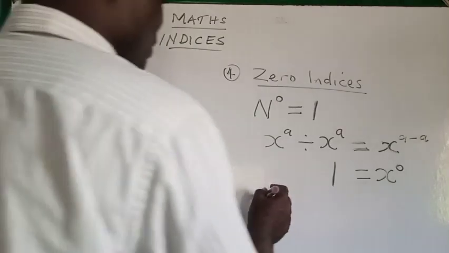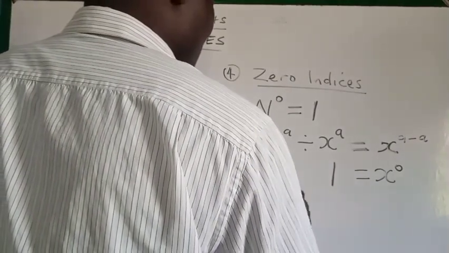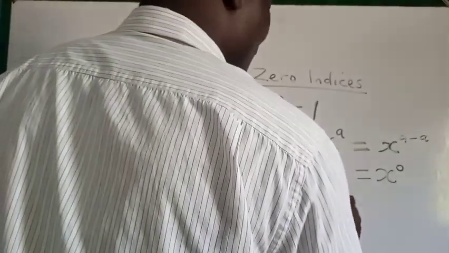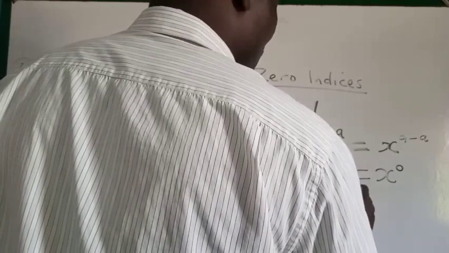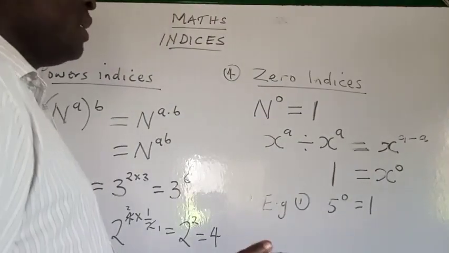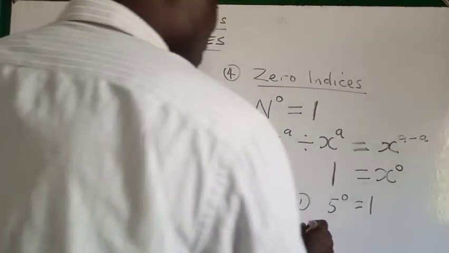Now let us have some examples. Example 1: take for instance we have 5 raised to power 0. What is the value? 1. You don't need to solve that. Example 2: if I have 1 over 4, all raised to power 0, it is equal to what? 1.